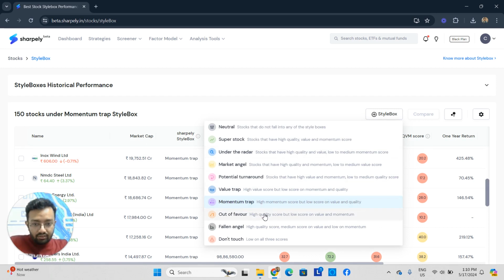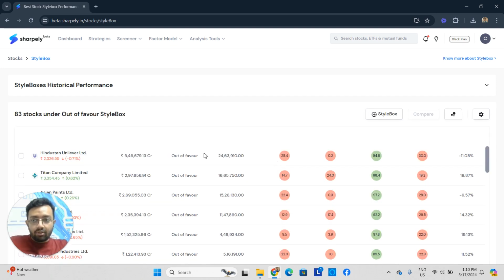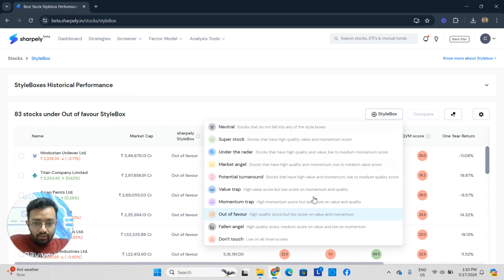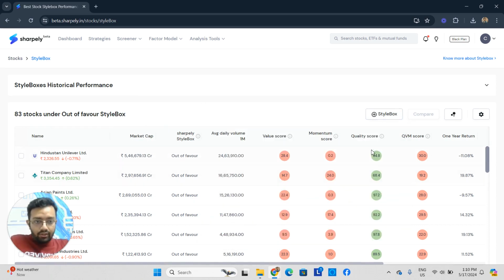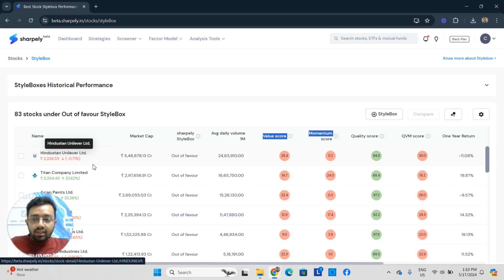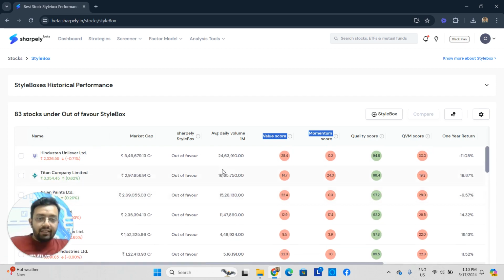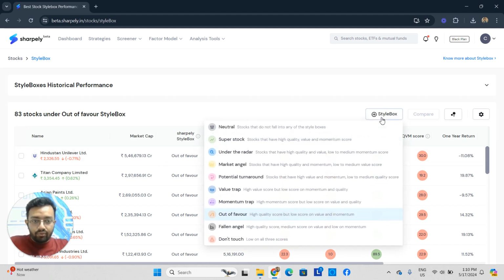The third negative style box is called out of favor. In out of favor, value score and momentum score is low, only quality score is high. So these stocks are of very high quality, but their valuation is not comfortable and they are showing weak momentum. For stocks like Hindustan Unilever or Asian Paints, right now they are very high quality businesses, but that doesn't mean that you should pay any price to buy them, right? So valuation and momentum are not favorable.